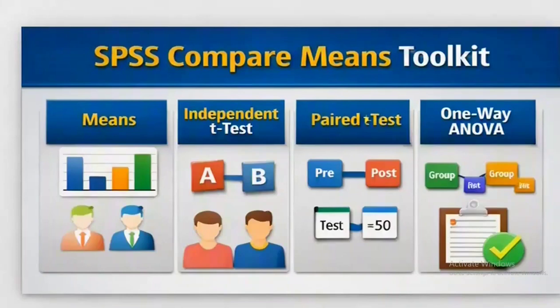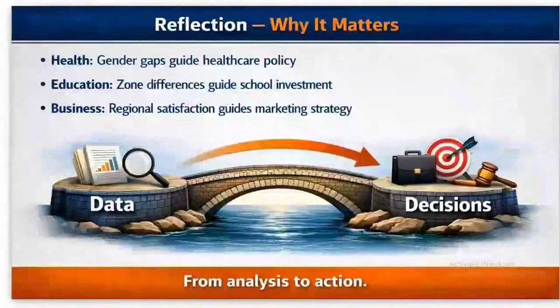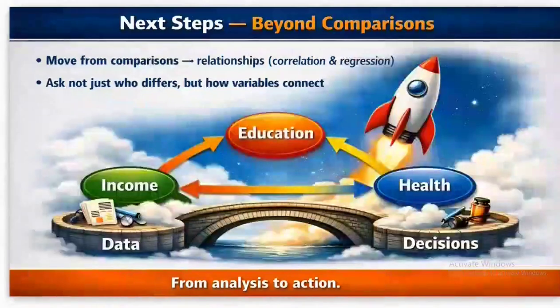The third is the Paired Samples t-test, which compares the same group before and after an intervention, like pre-test and post-test scores. The fourth is the One-Way ANOVA, which allows us to compare 3 or more groups at once, such as income across different education levels. And finally, the One-Sample t-test, which compares your group's mean to a known benchmark, like a national average. Each of these tools plays a unique role, and together they give us a complete picture of group differences.